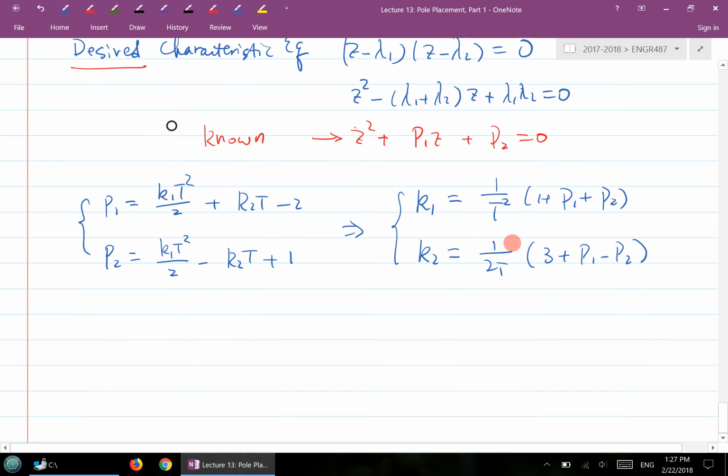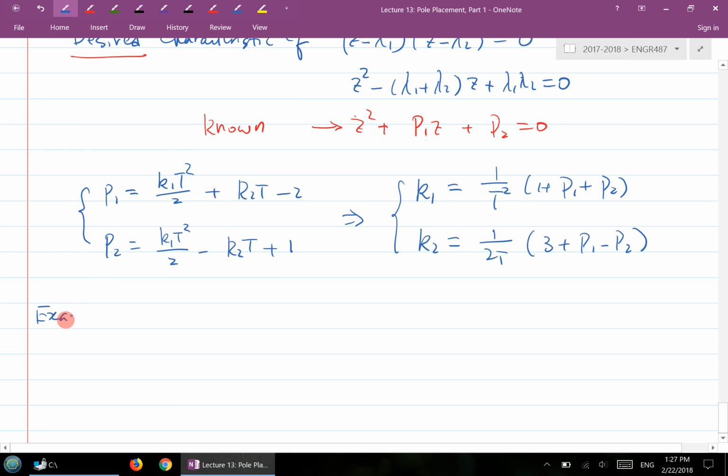Okay, so let's take a look at one more example here. For this example, I'm going to apply a certain type of design criteria now into this example.